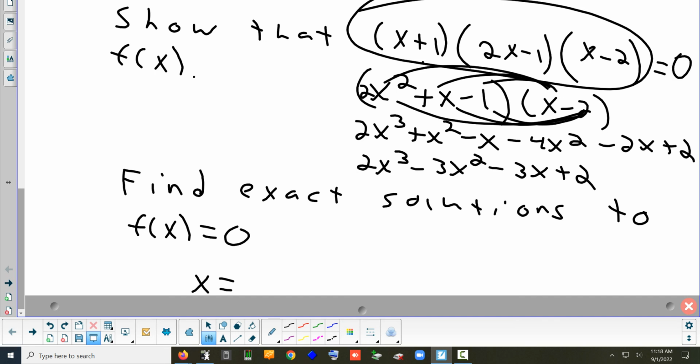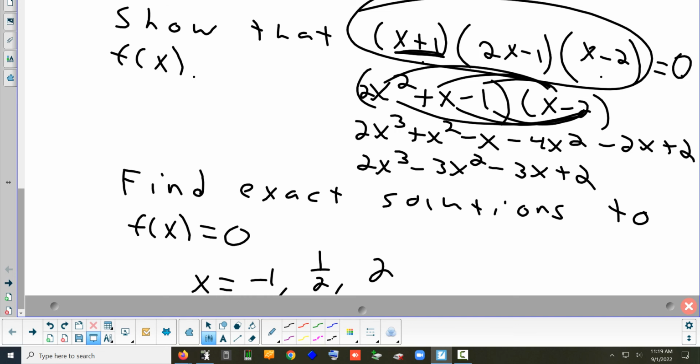Because if you have something times something, and it's equal to 0, what does that mean? If you multiply three things together and you get 0, one of them must be 0. Either this one, or the last one. So very easily, I was able to find the three numbers that I could fill in for x that would give me an answer of 0.